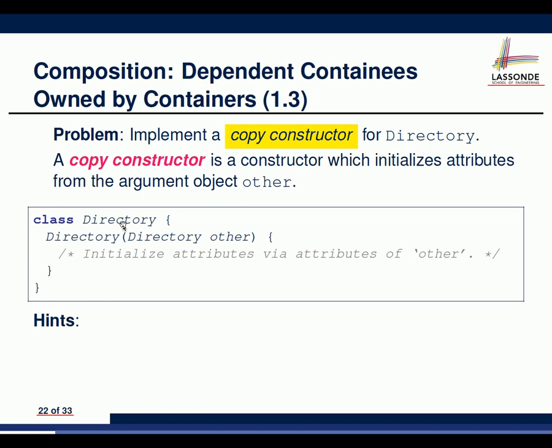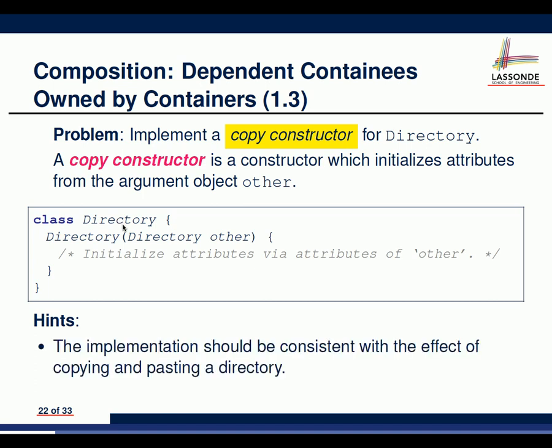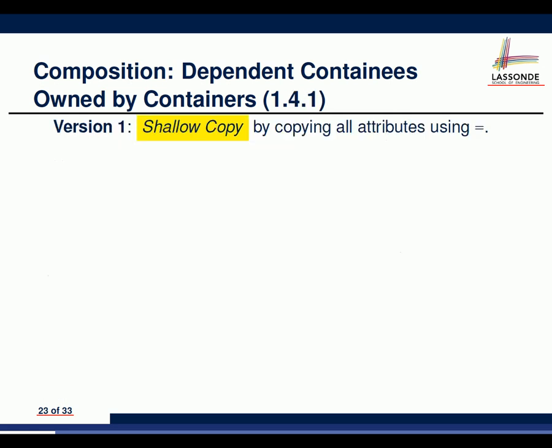And here is some guiding principles. We want to make sure we are consistent with, when I say copy and pasting a directory, which means you should just duplicate all the files. And also, you want to make sure there's no aliasing. If there's any aliasing, that's not 100% composition. Okay? Let's see the first version. Shallow copy. So what do I really mean by shallow copy versus deep copy?